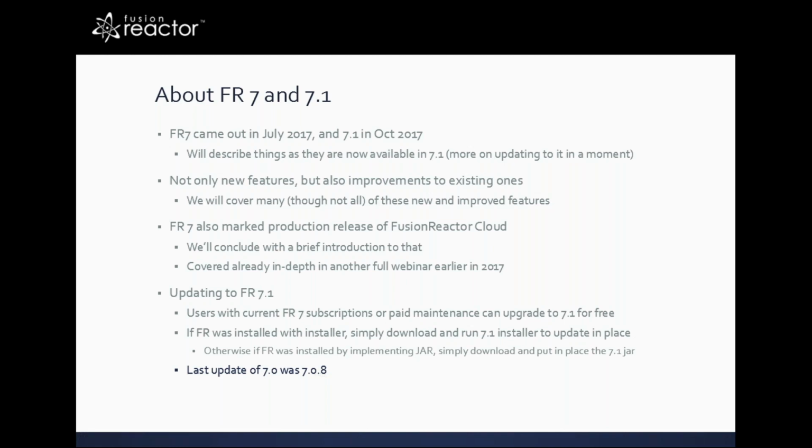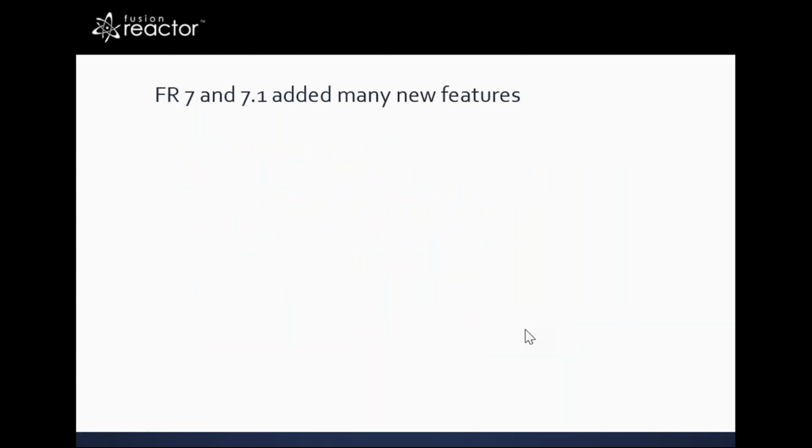Just look really quick at the questions, see if there's anything outstanding. Nope, good. All right. So as I said, 7 and 7.1 added many new features, and among those that we're going to have time to discuss today is something called CPU profiling. Now, some of you may know that FusionReactor already had request profiling. This adds CPU profiling, or the CPU sampler as it's labeled in the interface, and we'll see that and talk about that.